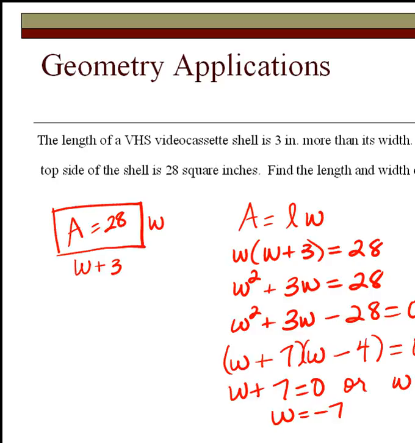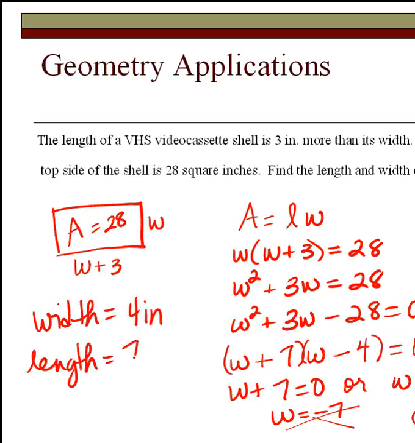Now with application problems, we can't just leave it at negative 7 and 4 as our answers, because one of those answers may not even make sense. If we're trying to find the length and width of the video cassette shell, would it make sense for the width to be negative 7? No, so we discard that answer. But it does make sense for it to be 4. So the width is 4 inches, and the length is 3 more than that, which is 7 inches.